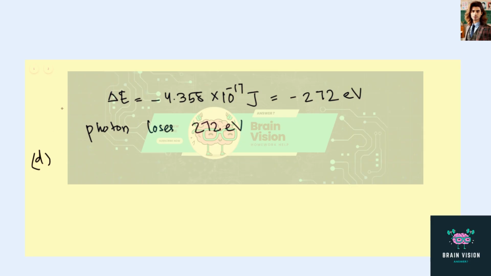So in part D, by applying the principle of conservation of energy, we can say that the energy lost by the photon is the energy gained by the electron. So the electron gains an energy of 272 electron volt.